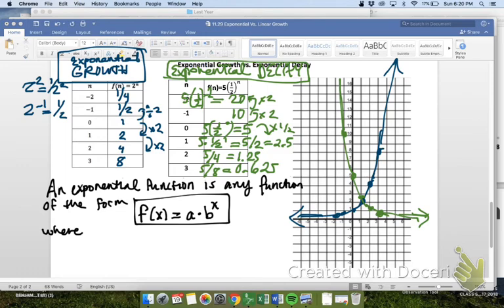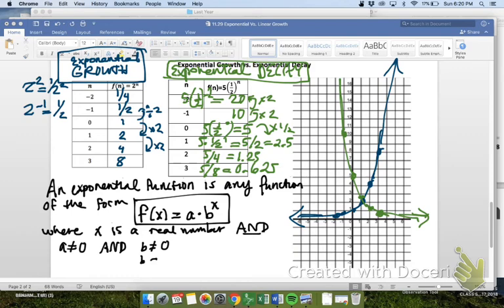So we're going to say where x is a real number and a is not 0. We don't want a to be 0 because if a is 0, then we're multiplying our growth by 0, so we just end up with a constant function of 0. And we also have some restrictions on b. We also don't want b to be 0 because if b is 0, we have the same problem. We just have a constant function at 0.